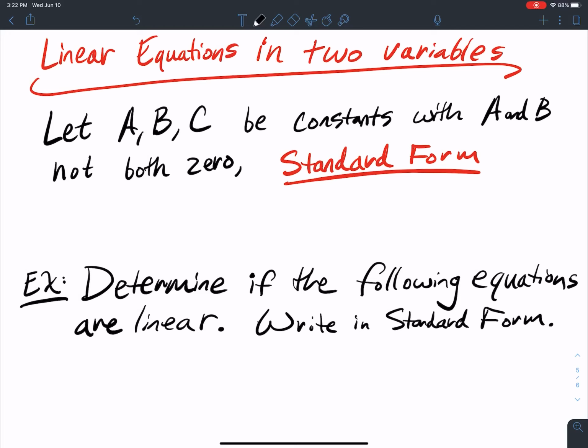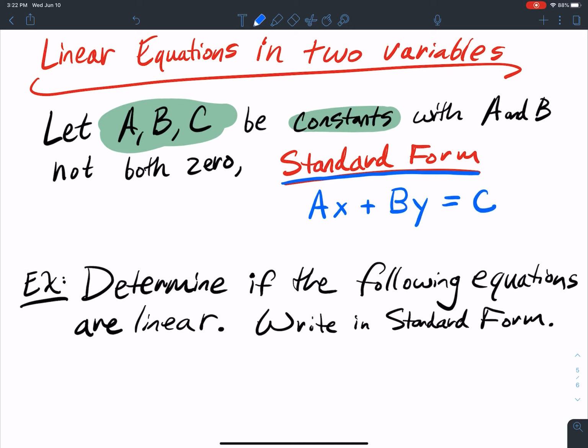So we're going to do linear equations in two variables. I'm going to let A, B, and C be constants, so just numbers, where A and B are not both 0, so maybe one is 0 or the other, but both of them can't be. Then standard form is going to be written as Ax + By = C, okay? Where A, B, and C are integers, all right? So no fractions, but they're integers. That's the standard form there, okay?